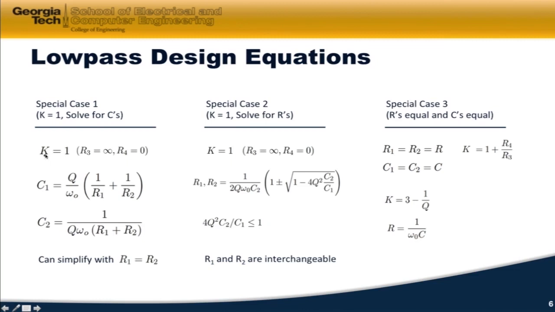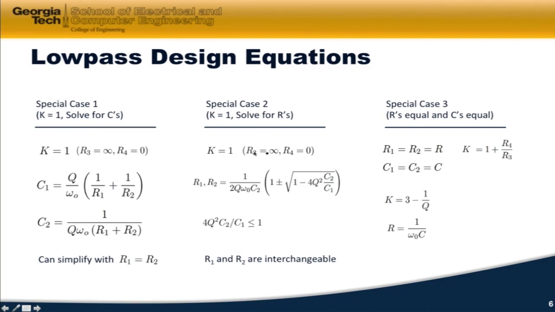An easy way to fix the gain at 1 is to let R3 be equal to infinity, and R4 to be equal to 0. In other words, we make R4 a short circuit and we make R3 an open circuit. Under these assumptions, we get two equations that give us the values of the capacitors in terms of the other parameters: Q and omega naught, the transfer function parameters, and R1 and R2, the circuit element parameters. You can further simplify these equations if you assume that R1 is equal to R2.